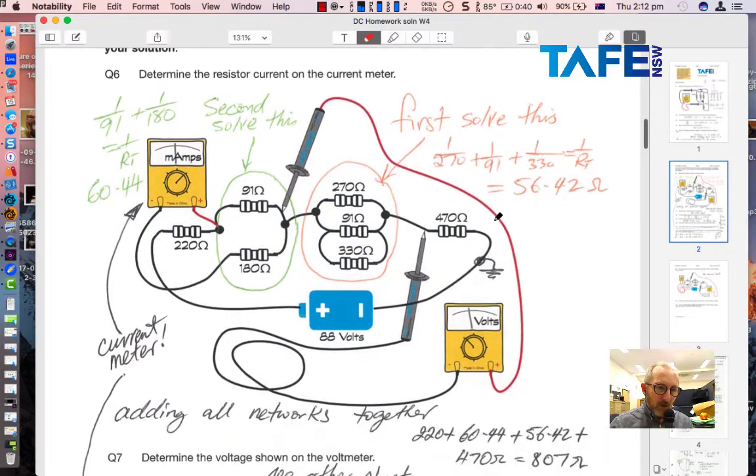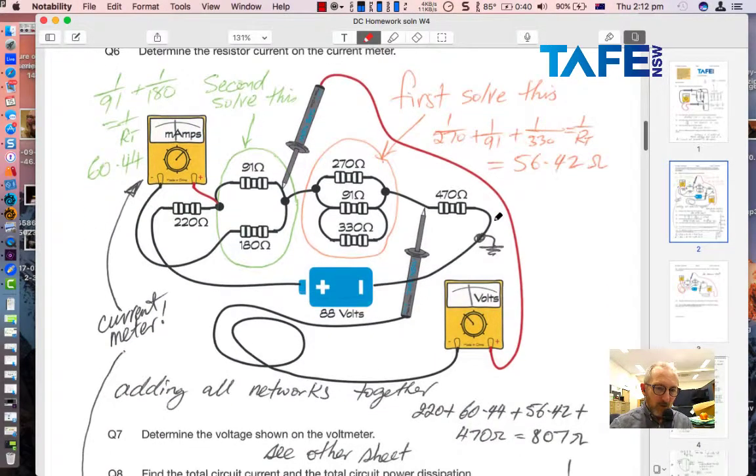The next question, question 6. We've got a big question here. Just looking at it, we've got 3 resistors in parallel, 2 resistors in parallel, and 2 resistors in series with the whole circuit. I've added a small earth over here as a reference point off the negative side of the battery. I've said first solve this, and I've used the sum of conductances there, 56.42 ohms for that network. This network, I solved 60.44 ohms across there.